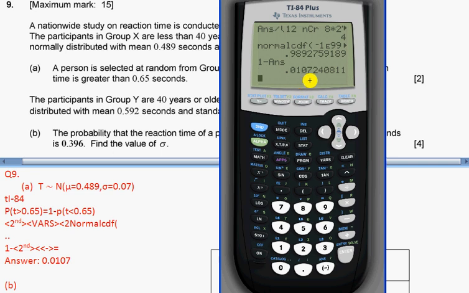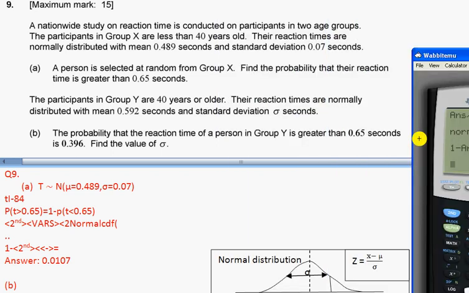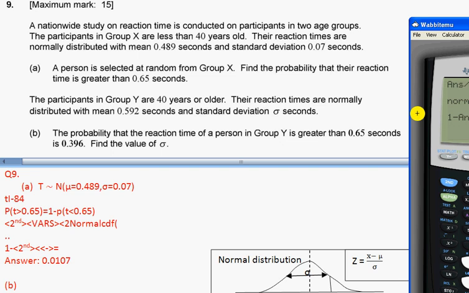The participants in group Y are 40 years old or older. The reaction times are normally distributed with mean and standard deviation sigma unknown. The probability that the reaction time of persons in group Y is greater than 0.65 is 0.396. Find the value of sigma.